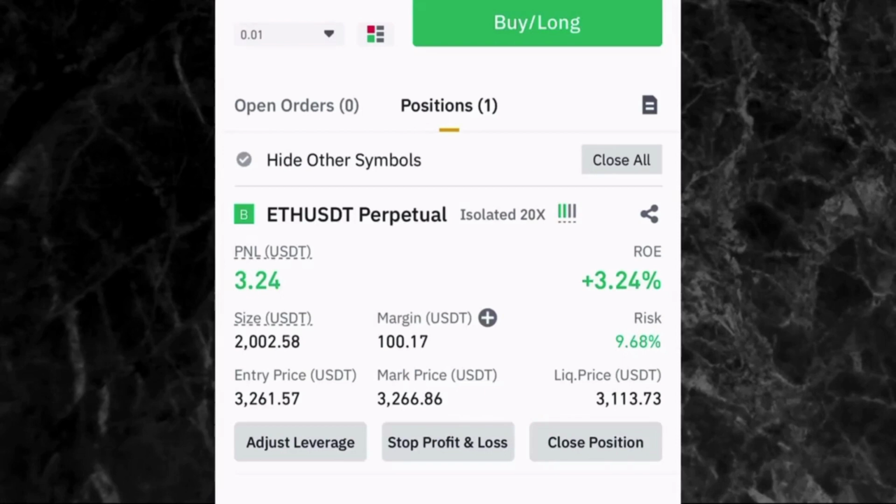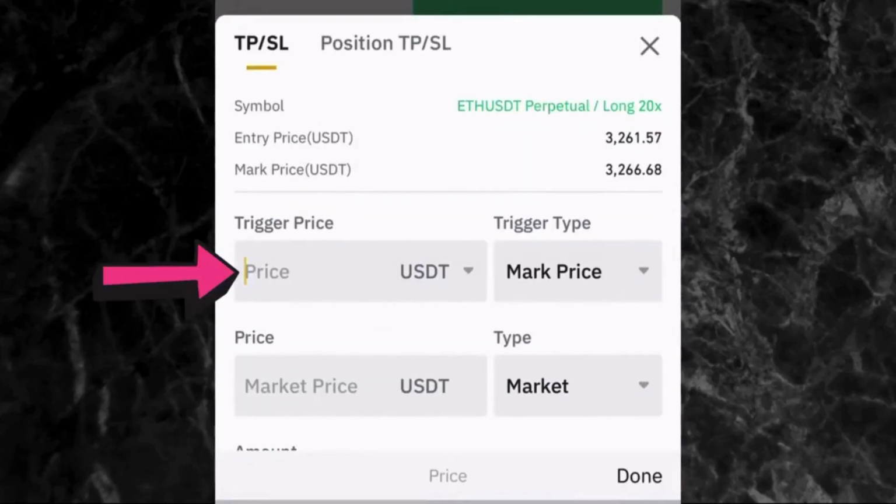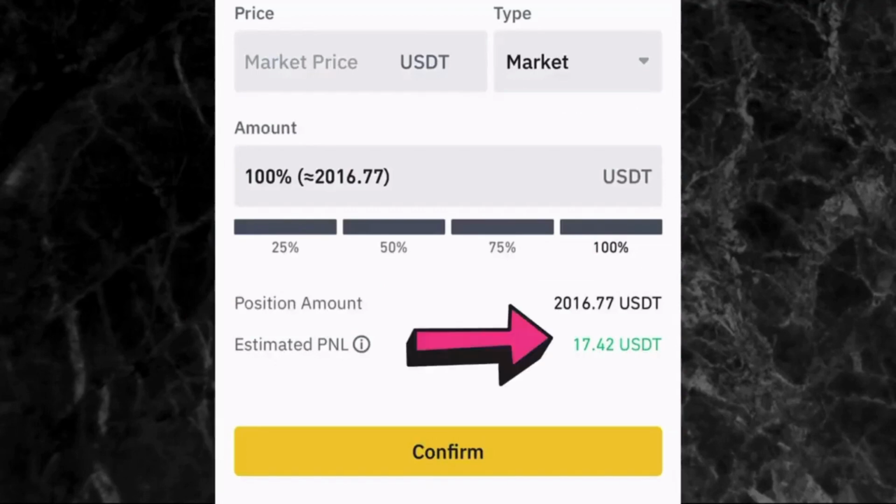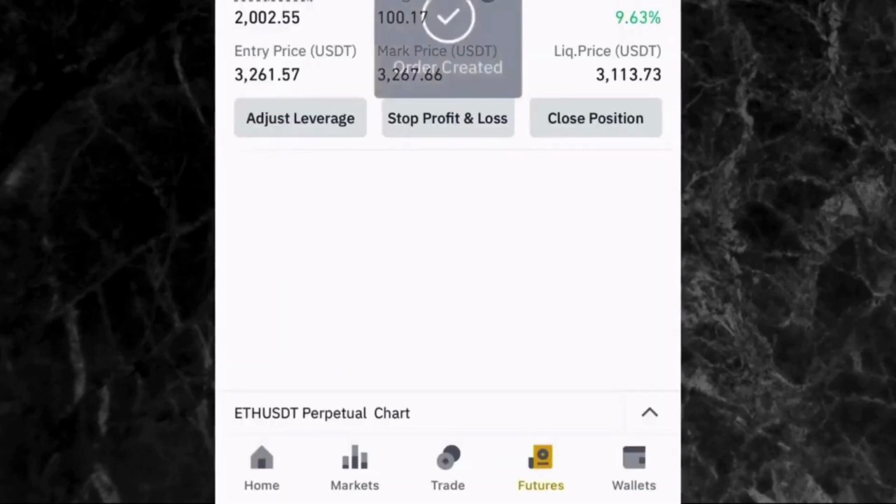Now, how do you set your take profit or loss on the futures trading page? You can see where you have stop profit and loss. You tap on it. And here you enter, let's say for example, remember we entered the trade at $3,260. So let's say we want to take our profit when it gets to $3,290. That's for example. At the bottom here, it's going to show you the amount of profit you're going to make. So if we take our profit at this point, we're going to be making 17 USDT. That will be our profit. And then just tap on confirm at the bottom of the screen.